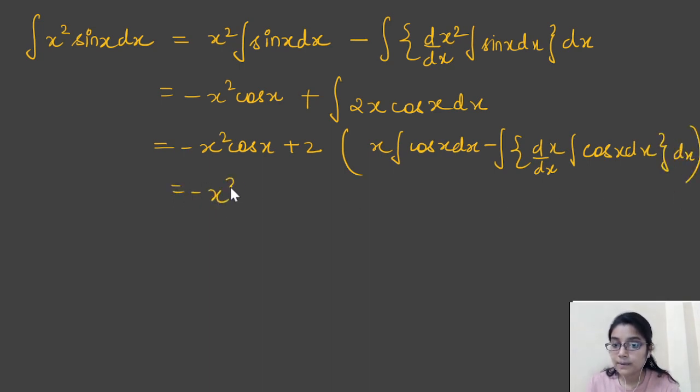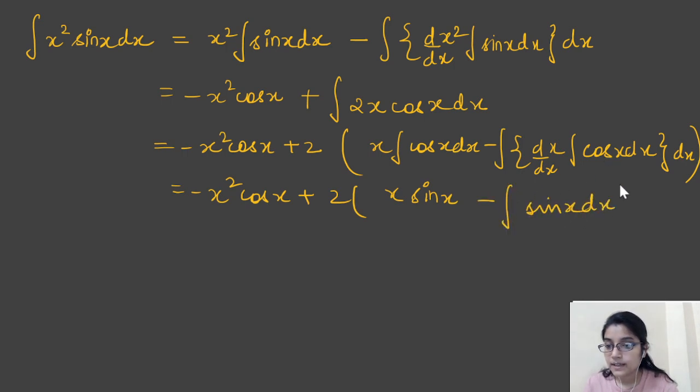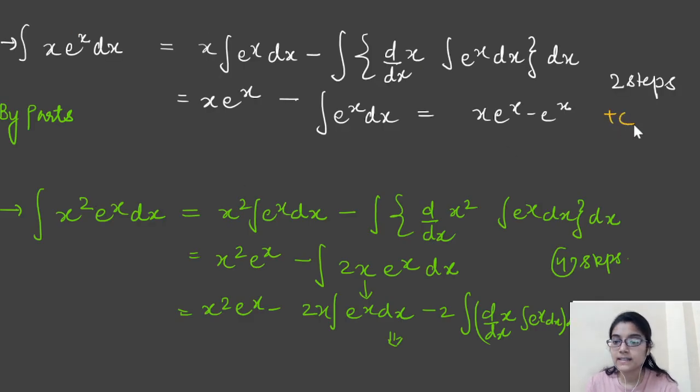So what you are getting is minus x square cos x plus 2, then you got x sin x. So basically I am giving you a trick for by parts. Okay, so this is going to be 1, and this is your sin x dx. So minus x square cos x plus 2 times x sin x, and this is your cos x plus c. Okay, here also we were getting c because we are dealing with indefinite integrations.